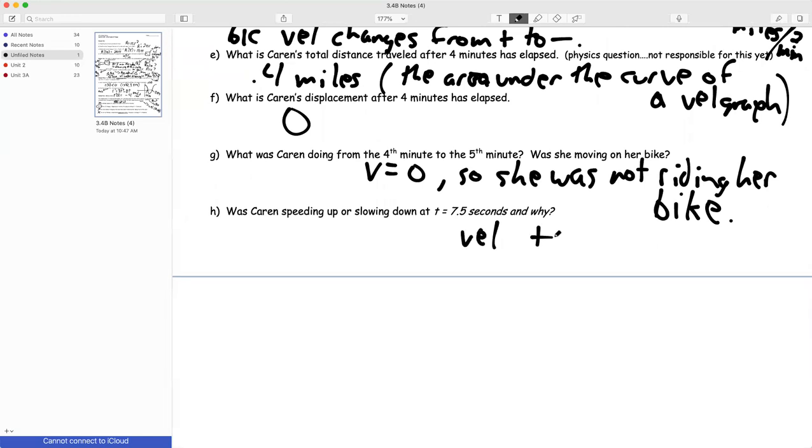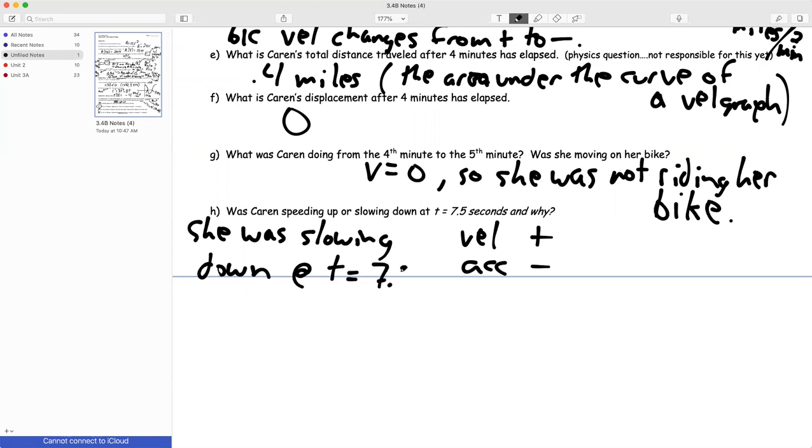Velocity is positive. Acceleration is negative. Therefore, she was slowing down because I have opposite signs for velocity and acceleration, but you also need to include the time. And yes, it says the time right there, but she was slowing down at t equals 7.5. Now that's getting me full credit.